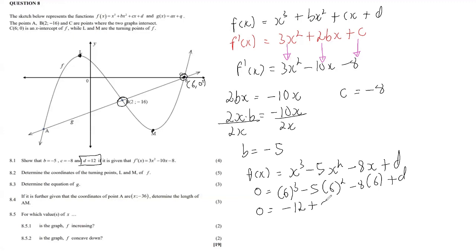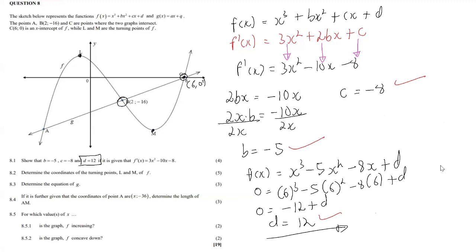So negative 12 plus d equals 0, which gives d equals positive 12. That's how I was supposed to calculate that one. Now we have the value for a, which is already given, it's 3, the value for b is negative 5, the value for c is negative 8, and the value for d is positive 12. Then 8.2, let's proceed.